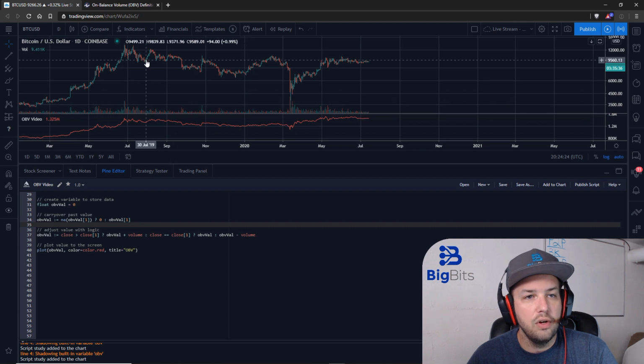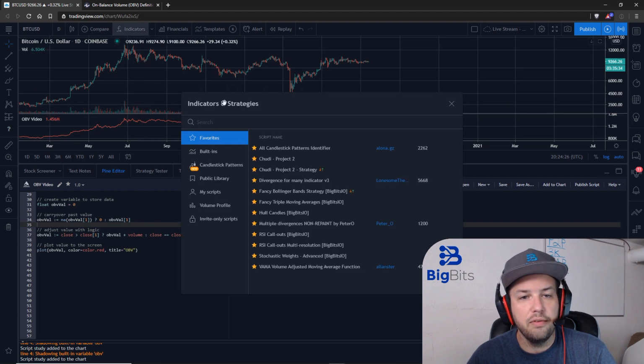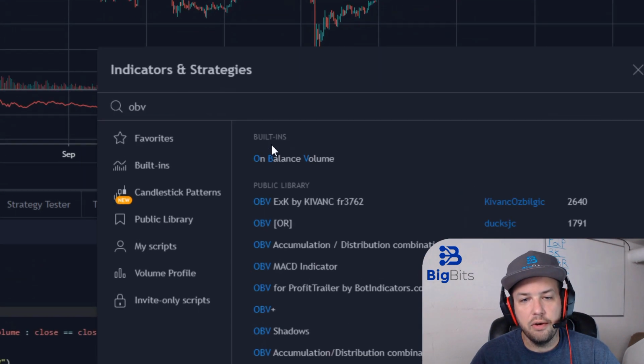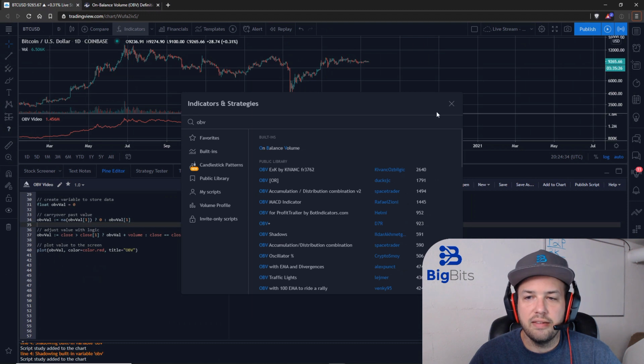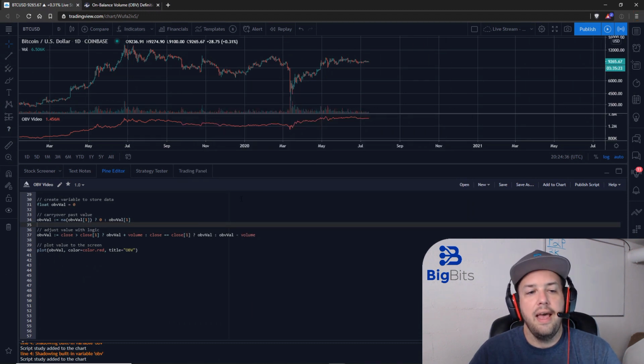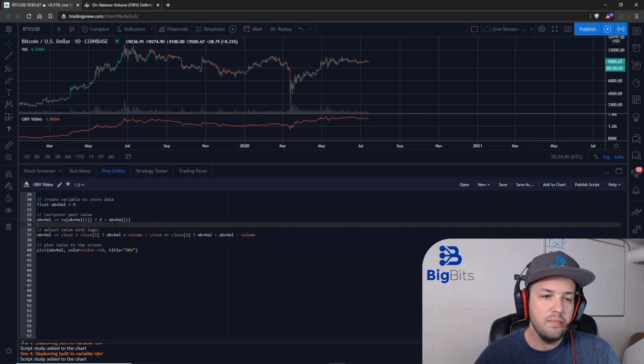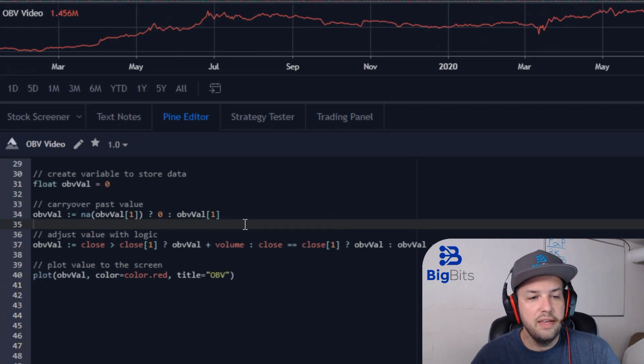So first of all, you'll also notice that if you go to add indicators, you can probably just search for OBV, and there you go. It is a built-in indicator, so you don't have to do this, but we'd like to discuss the code behind how these indicators work so you can understand the logic and what makes them tick, so that you can better interpret what's going on with the indicator itself. Now, let's go ahead and zoom in and take a look.